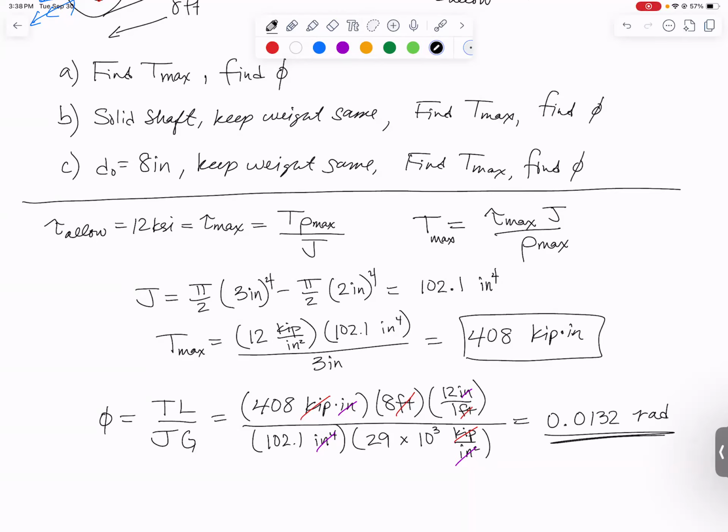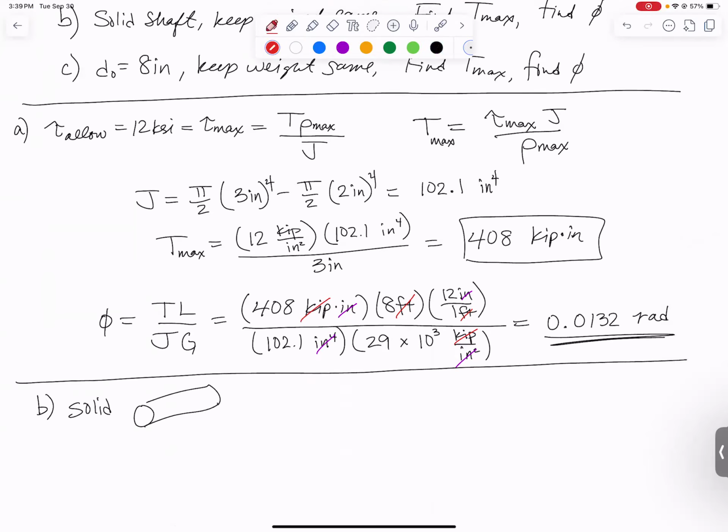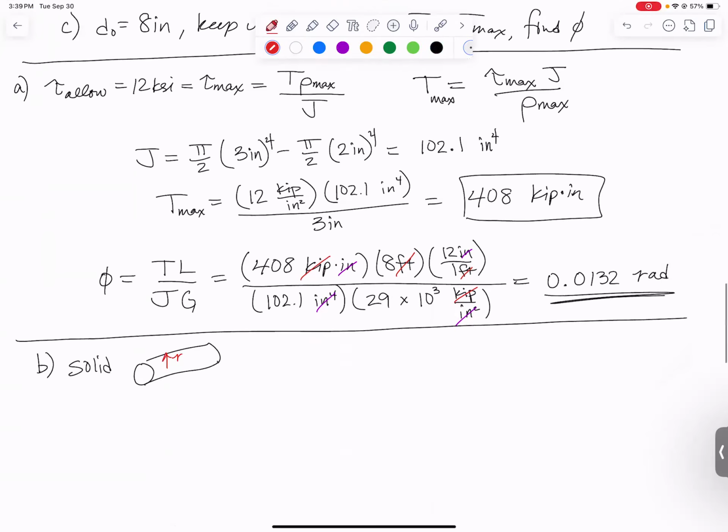We've done part A. Let's look at part B. What does part B ask us to do? It says we're now going to replace this with a solid shaft that has the same weight. And we again want to find T max and phi. So what does it mean to keep the weight the same? It means we're using the same amount of material, but instead of a hollow shaft, we're going to make it solid. Part B, I'm going to have to solve for the radius that would be the same exact weight as a hollow shaft that had an inner radius of 2 inches and the outer radius of 3 inches.